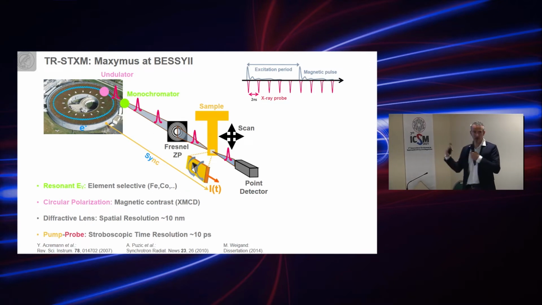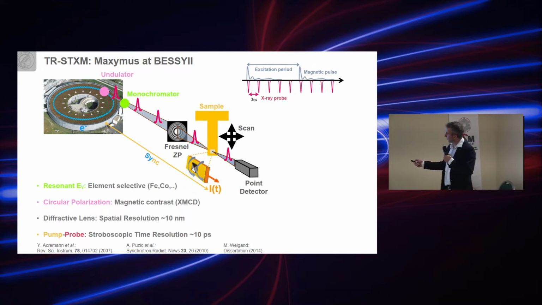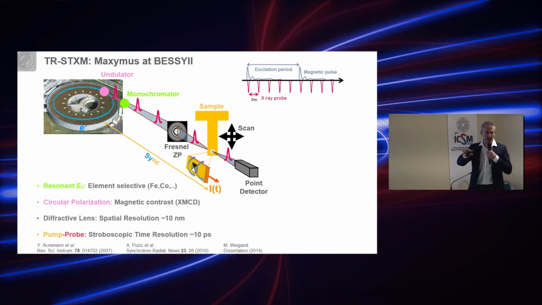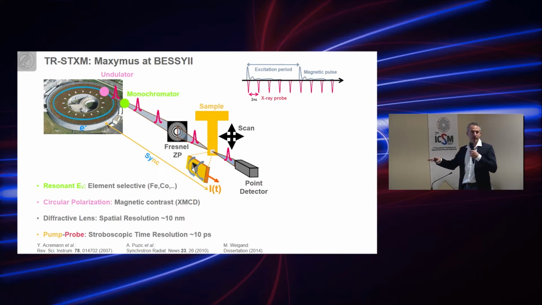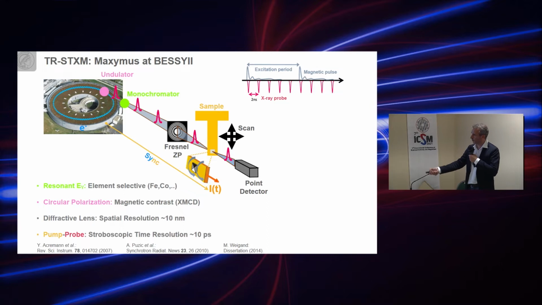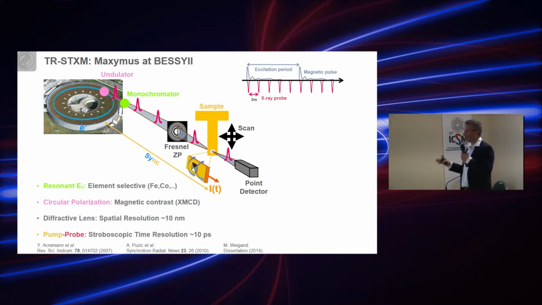Yeah, and then we do a regular pump and probe method, and those pulses come at a spacing of 2 nanoseconds, but we can interlace our excitation so that we get a resolution, at least in a special operation mode of the synchrotron, of about 10 picoseconds for periodic processes.